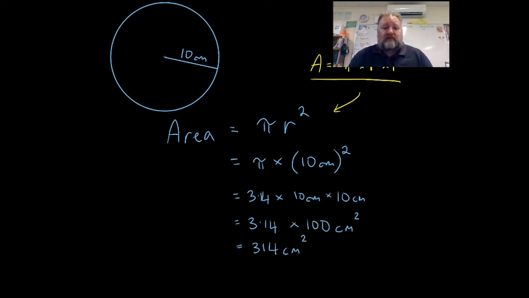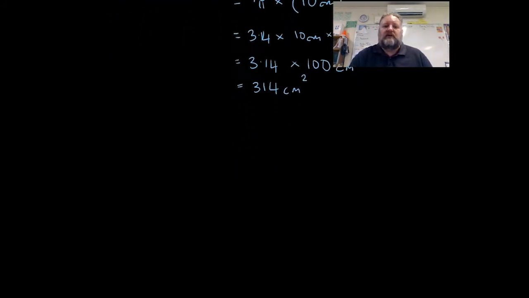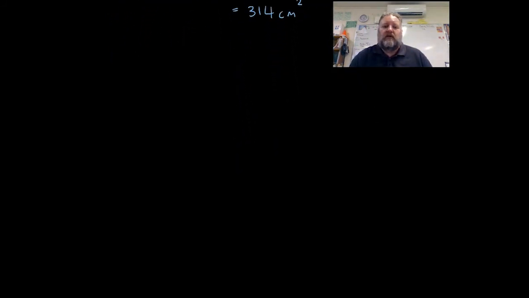Now, if, however, you have been given a distance that is a diameter, well, you're going to have to find half that distance, because that is the radius. Apart from that, the only other tricky thing is if you are trying to find the area of partial circles.